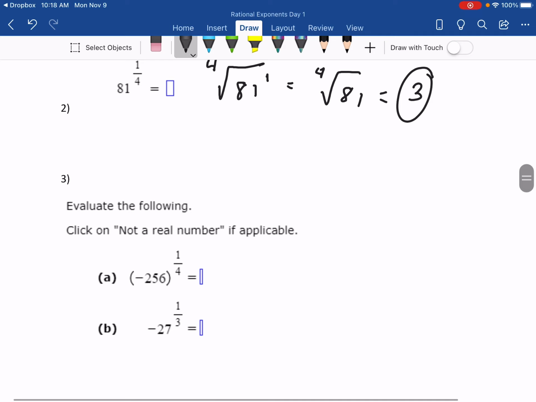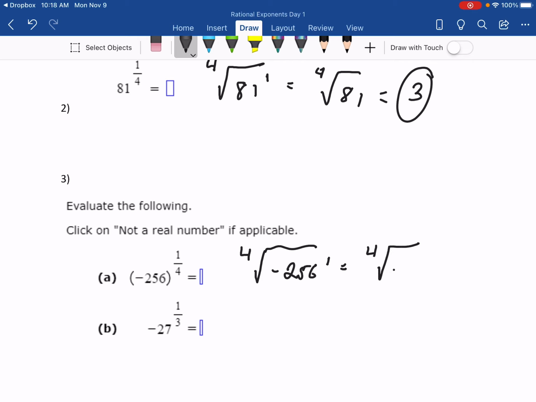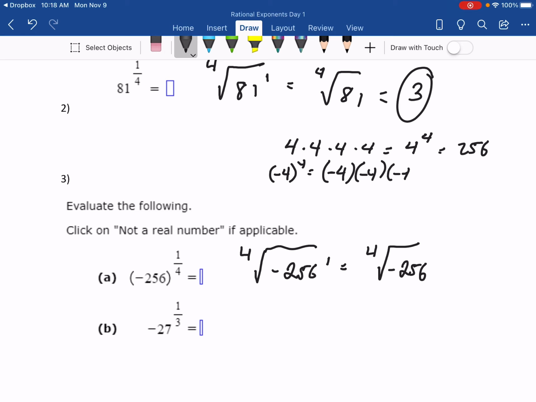Number 3, negative 256 to the 1/4. That's going to be the 4th root of negative 256 to the first, which is just the 4th root of negative 256. Now, the 4th root of 256 is 4, okay? Because 4 times 4 times 4 times 4, or 4 to the 4th power, is 256. What if I do negative 4 to the 4th power? Well, that also gives me 256. So this is not a real number. There is no number that I can raise to the 4th power and get negative 256.